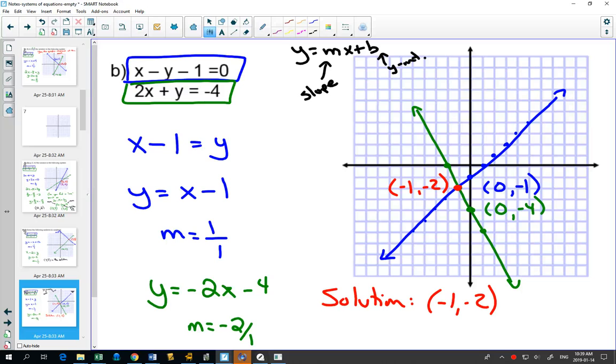You can plug your solution into both equations to see that it works in both. That way you know that it's right. If your solution doesn't work in both, then it means you have to recheck your math, because it should work for both of them.